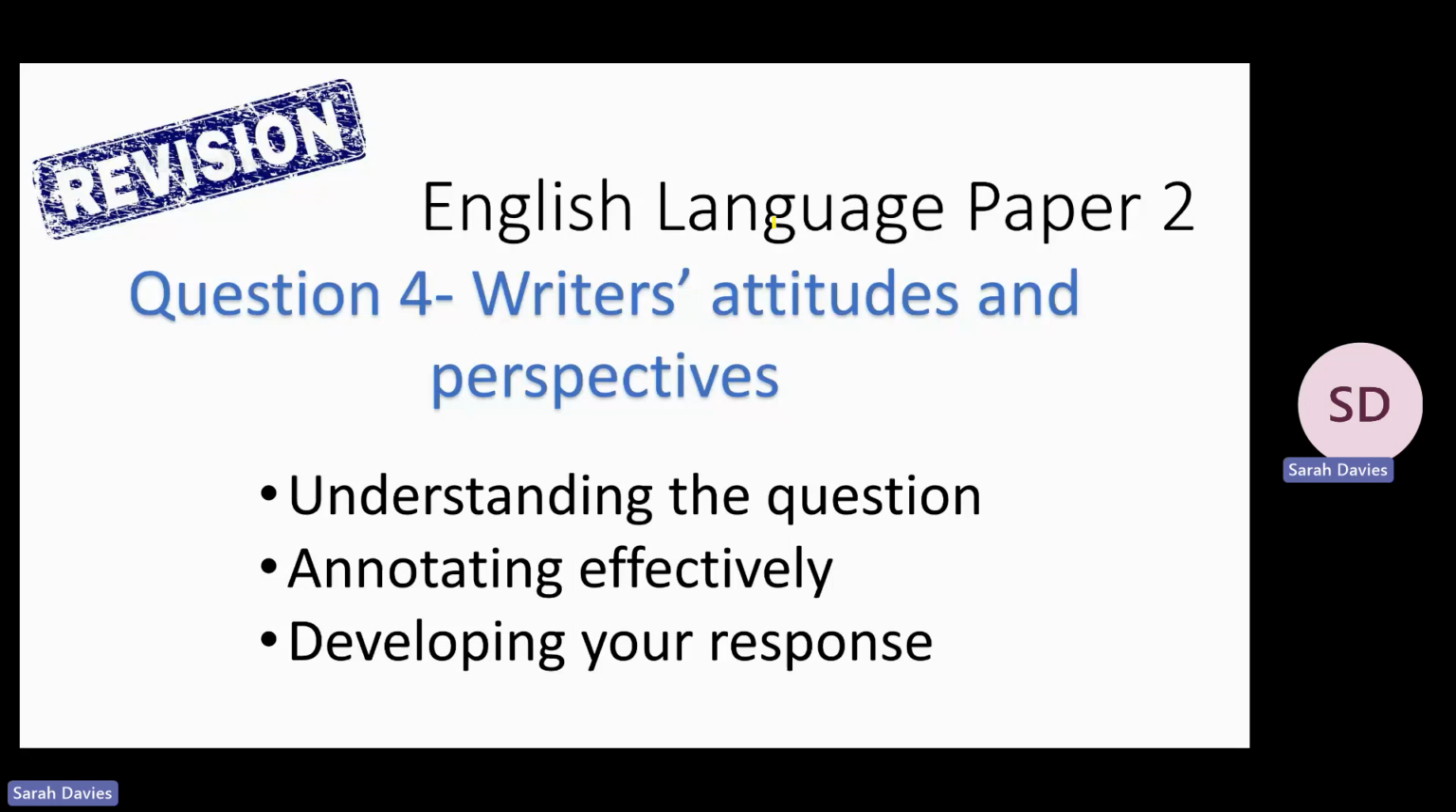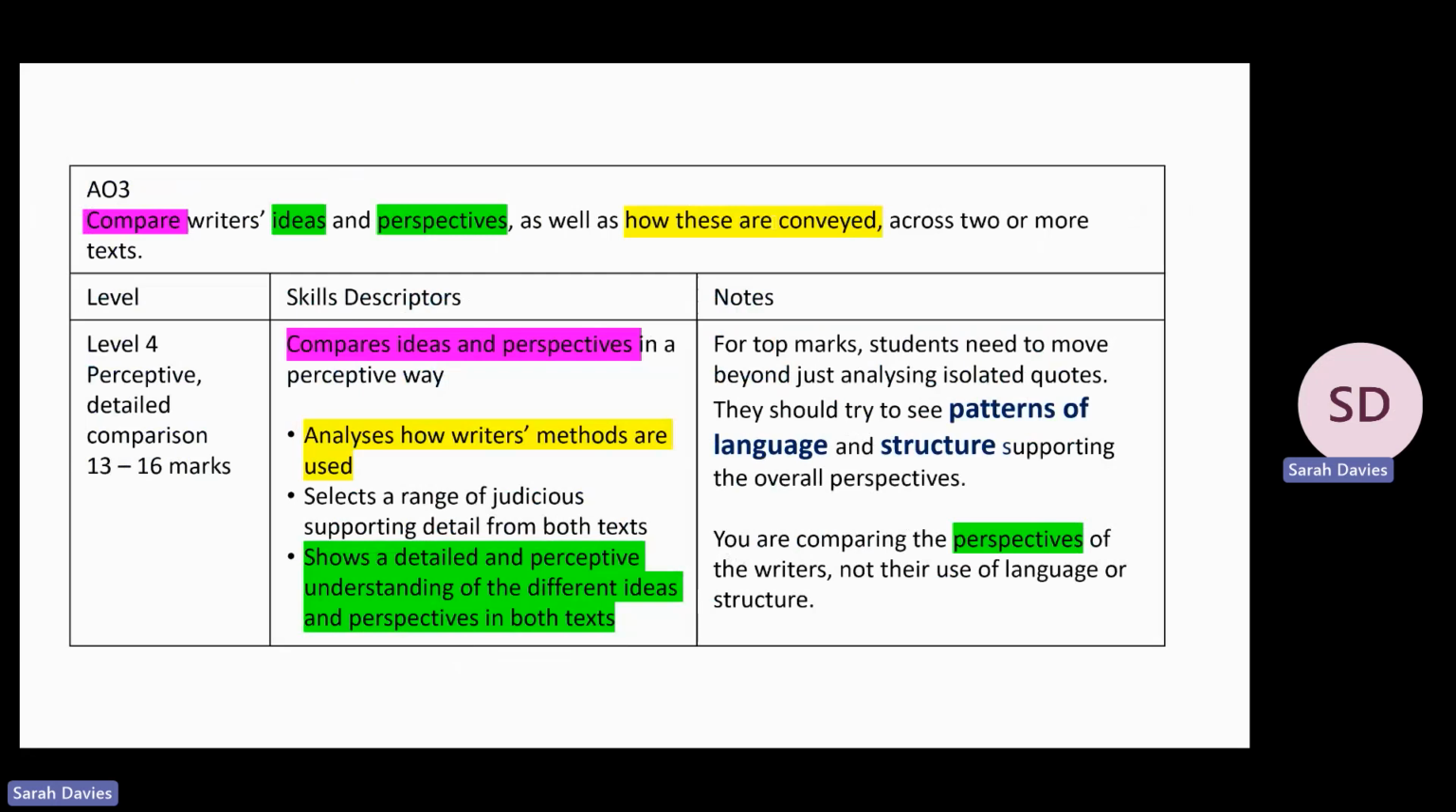Now, for me, it's all about understanding that success criteria, because you need to know that success criteria as well as the examiners. In our case, we need to know that we are comparing writers' ideas and perspectives, and we're showing how these are conveyed across two or more texts. In our circumstance, we are always looking at the two texts that are put in front of us on the day. Now, we're always aiming for that level 4 response, and in order to do that, we need to be able to compare those ideas and perspectives.